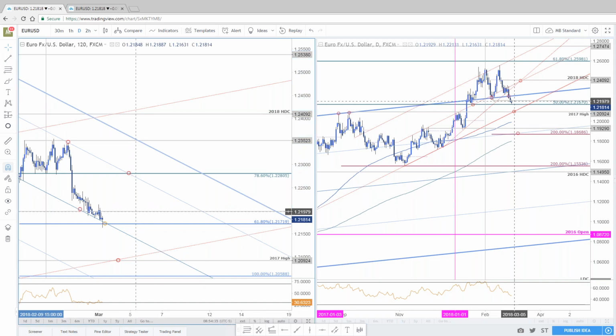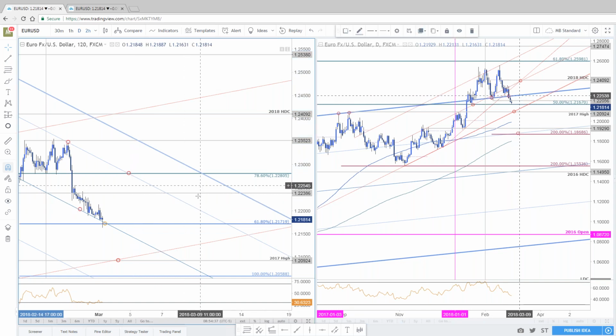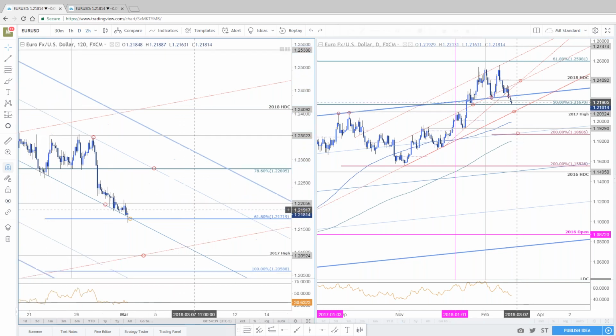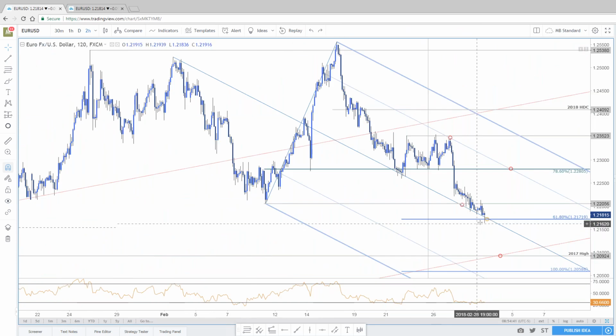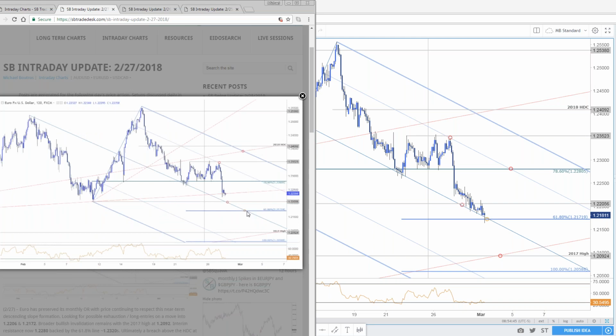Testing support right now, 2172. That's the region you need to be watching heading into the US trade session. Nice confluence region of support right there. That's euro dollar, going once, going twice. That's number 4, number 5.